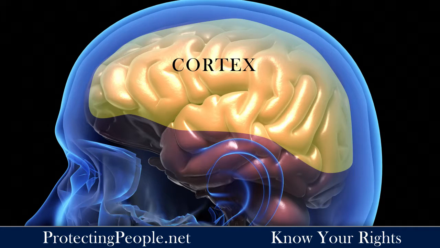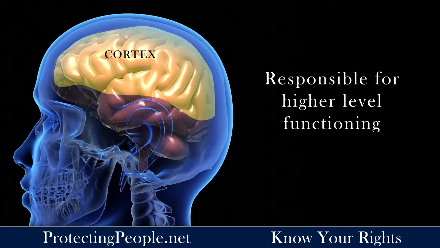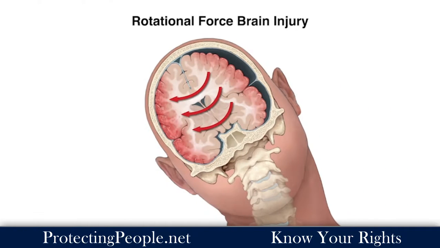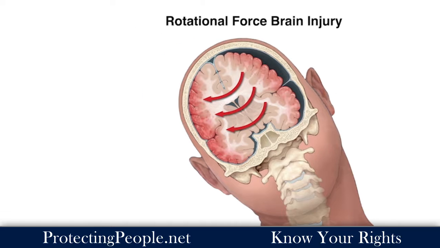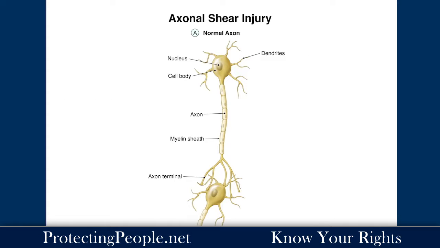The cortex is labeled in this illustration, and it's the part of the brain that you see is responsible for higher level functioning. The next illustration shows rotational force within the brain. This results from the brain actually twisting upon itself and twisting within the skull when there is side-to-side force applied. That causes a very specific injury within the brain. The next illustration shows what happens within the brain.